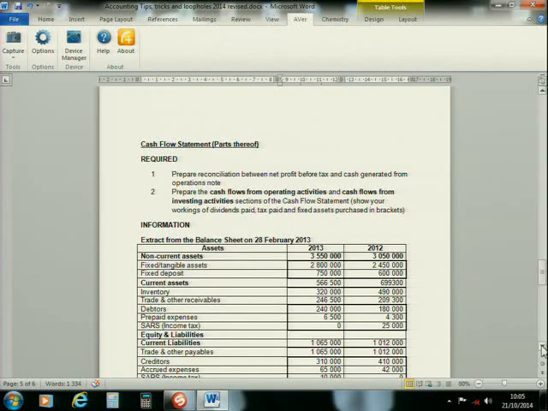Cash flow from investing activities will have fixed assets purchased. You will have proceeds from sale of assets. You'll have, of course, changes in your investments, if there are any changes, either an increase or decrease in your investment, fixed deposits and so on.